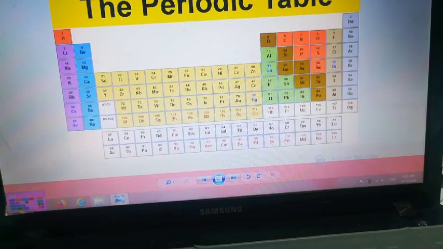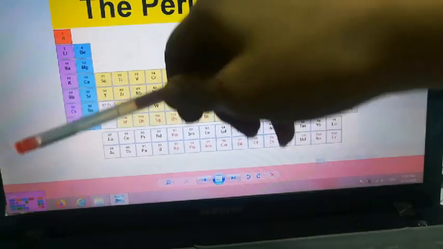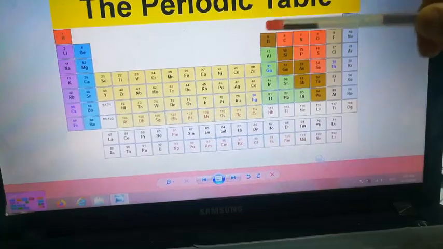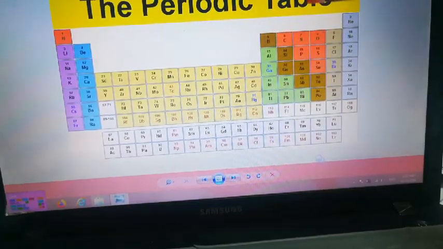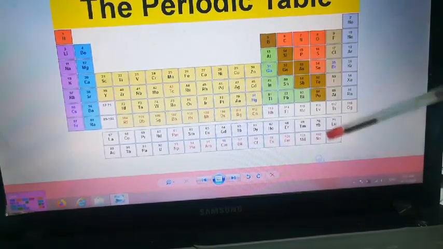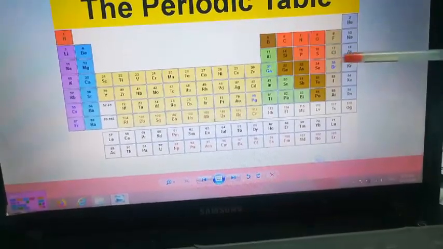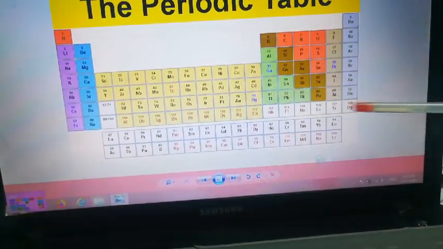Before starting, let us make a quick revision about the periodic table. As you know, the periodic table has 8 groups. Groups means columns, and 7 periods. Periods means rows. So it has 8 groups and 7 periods: period number 1, 2, 3, 4, 5, 6, and 7.